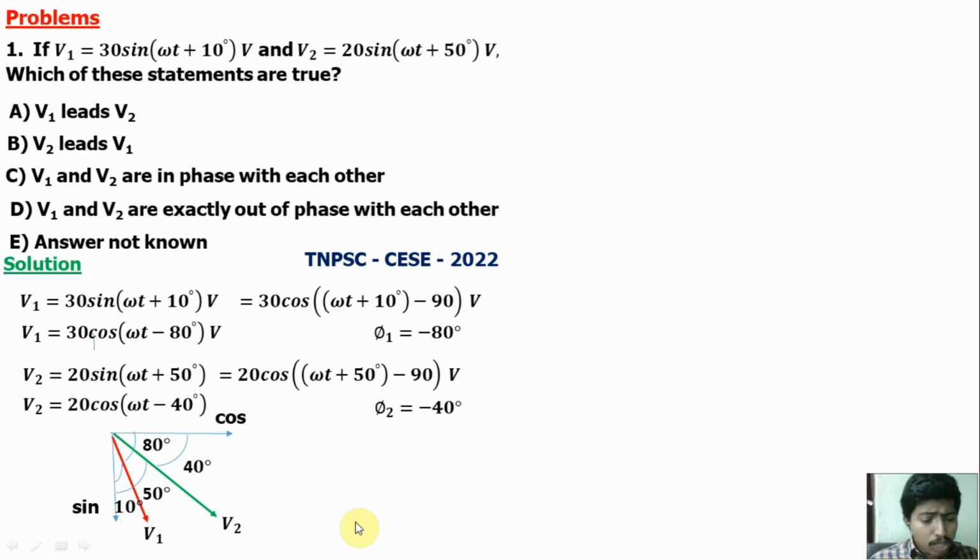Okay. Now observe V1 and V2. Here V2 leads V1. V2 leads V1 by 40 degree. So option B is correct.